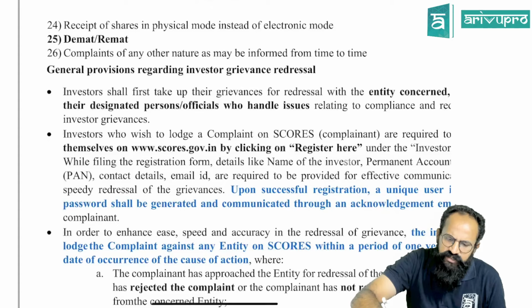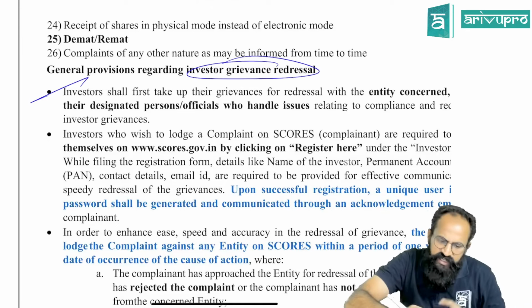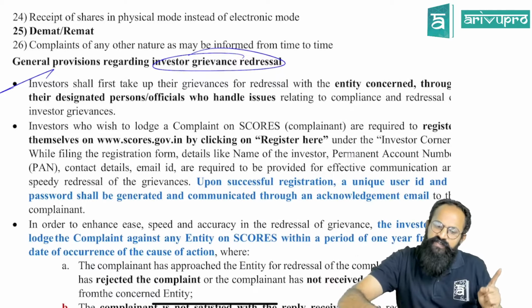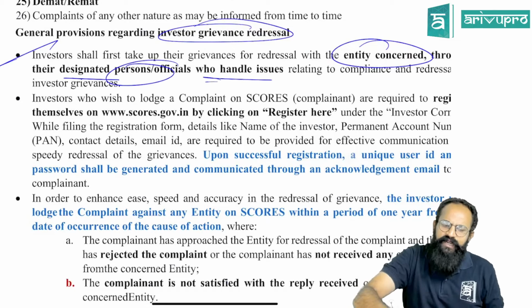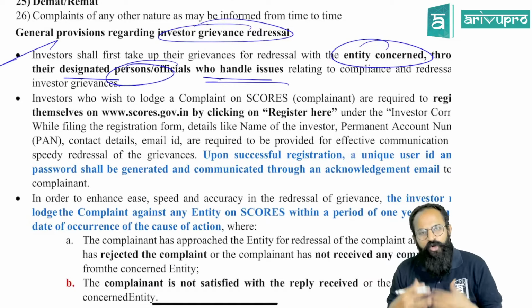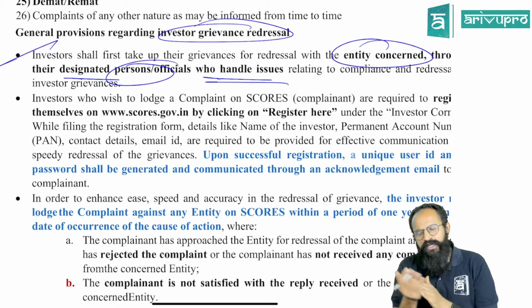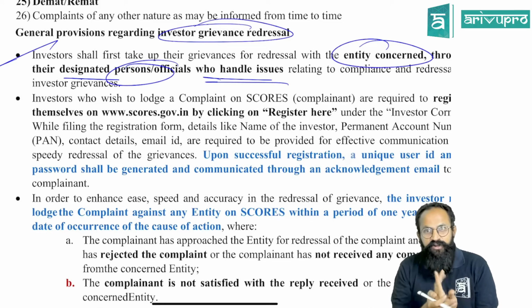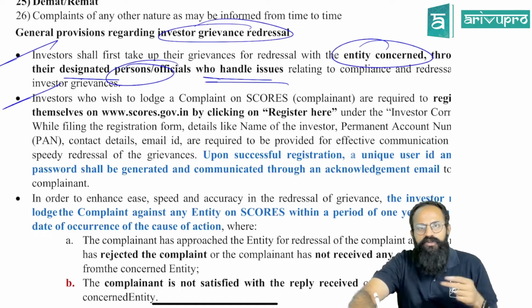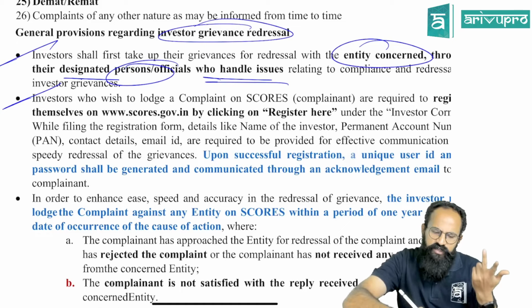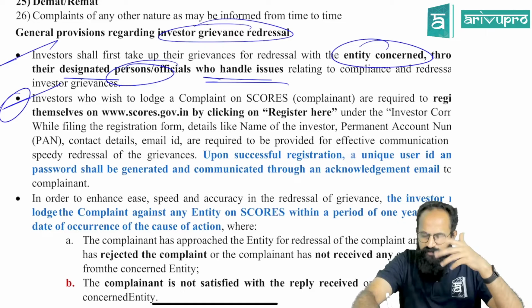So, general provisions regarding investor grievance redressal. You need to know these things. What is the first one? Investors shall first take up the grievance for redressal with the entity concerned through their designated persons or officials who handle issues. They're telling you to first try to go directly. That's what I told you. Go and meet their stakeholder relationship committees. They will have grievance redressal officers. Try to meet them. Next one I told you: open your account, create ID and password, and register the complaint on SCORES. You need to open that account on the SCORES website, and that is how it is done.